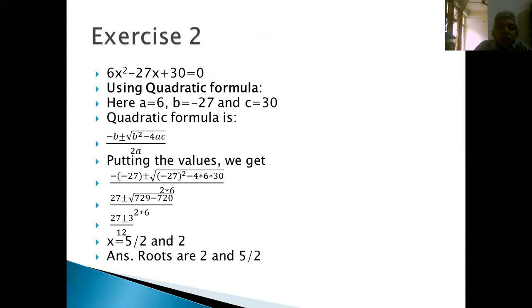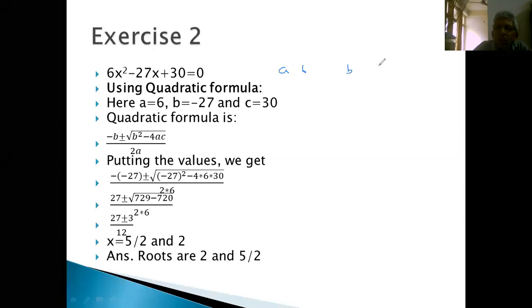Now we go to the next exercise. 6xy minus 27x plus 30 is 0. Here you can see a is 6, b is minus 27, c is 30. So what do I get?